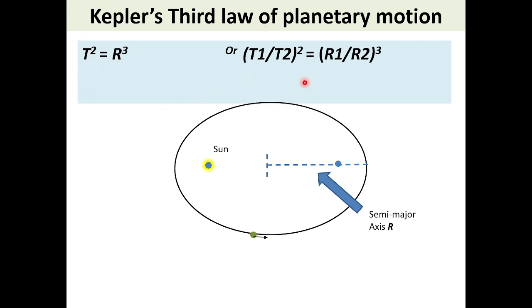And the same formula we can generalize for two planets also. If we have two planets, planet 1 has period T1, planet 2 has period T2, planet 1 has semi-major axis R1, and planet 2 has semi-major axis R2. So you see, square here, cube, cube. So this is for the two planets around the sun. So this is Kepler's third law.